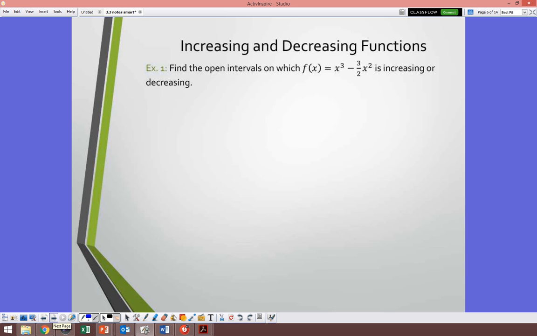Now let's take a look. Increasing and decreasing functions. Find the open intervals on which this function is increasing or decreasing. So first thing I do is find what? Find the derivative. So my derivative, let's say 0 is equal to 3x squared minus 3x. Very good. I already have it set equal to 0, right? That's my first derivative. Factor, what am I factoring? That's 3x, and I'm left with 3x times x minus 1. So where are my critical points? 0 and positive 1.